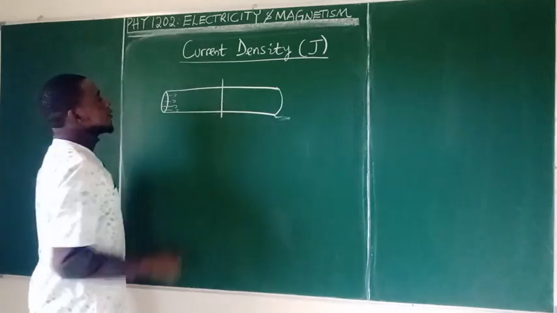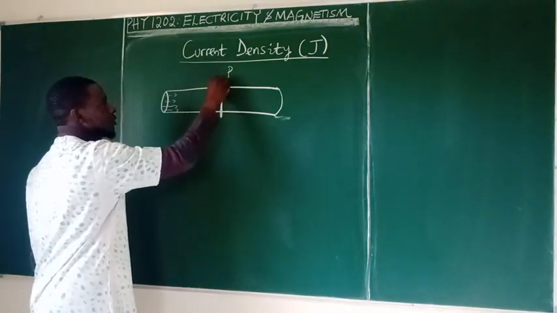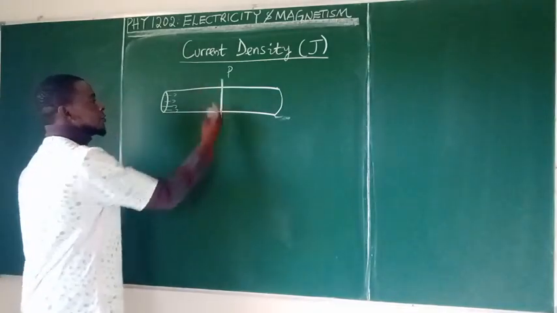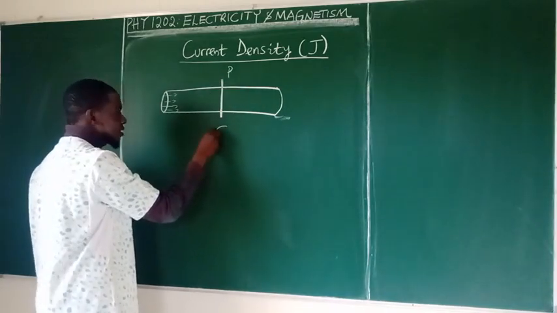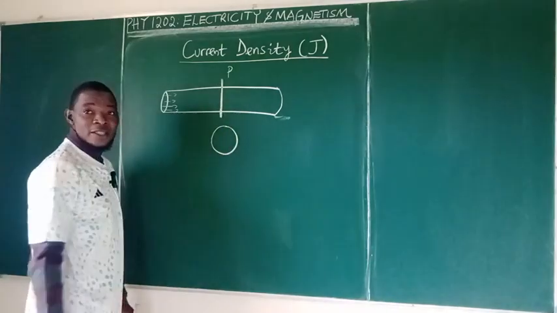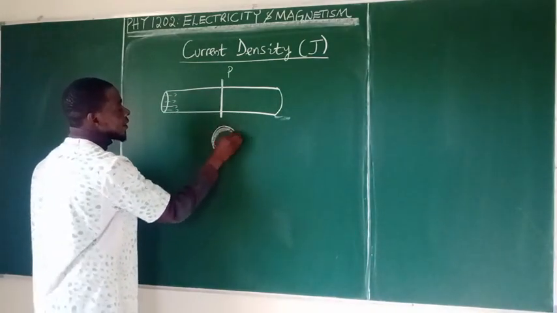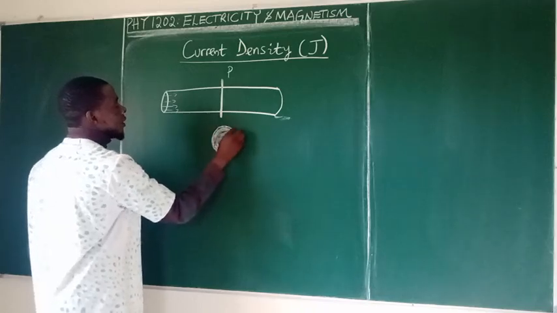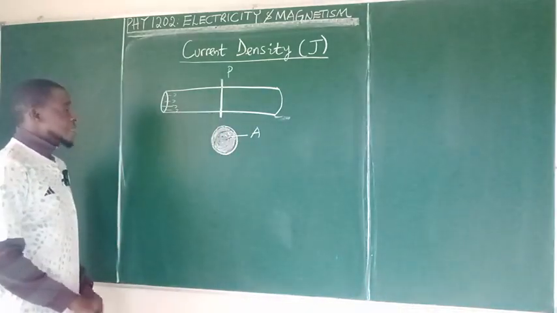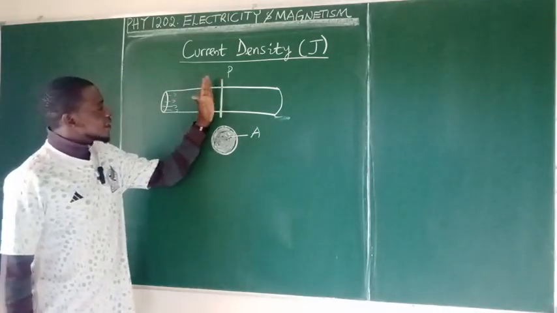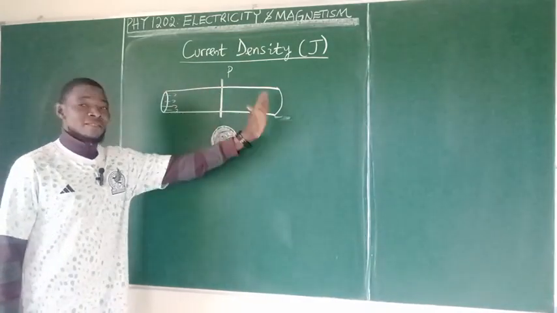Now, this is a point in the wire. I'm going to call this point P. If I cut this portion, then because it is cylindrical, the cross section is circular. So I have a circle here, and I can get the area of this, which I call A, the cross-sectional area A. Now, the current generated here passes through this cross-section.